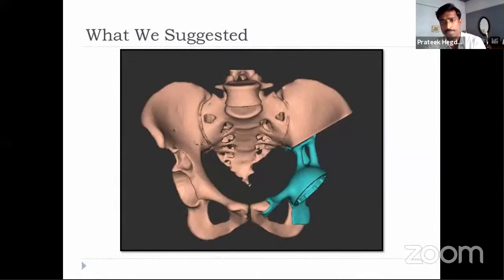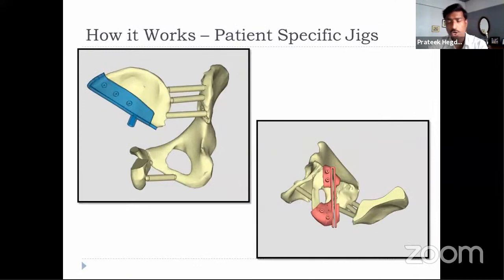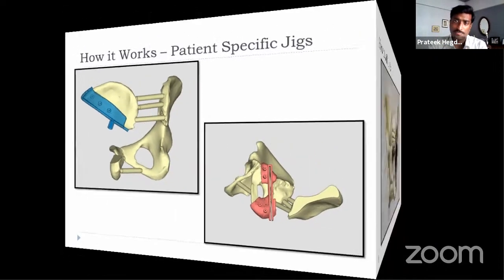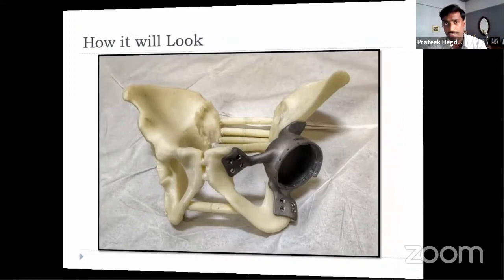So the patient, knowing all the risks and benefits, insisted that we go ahead with a reconstruction with a modality which will give him a theoretically long-term benefit if he survives this. So we started planning for the 3D reconstruction, and we got patient-specific jigs made, and on a model, this is how the 3D printed model and the 3D printed implant looked.